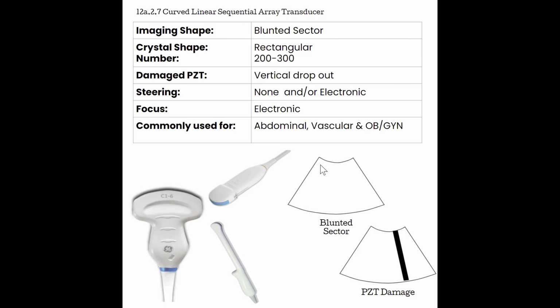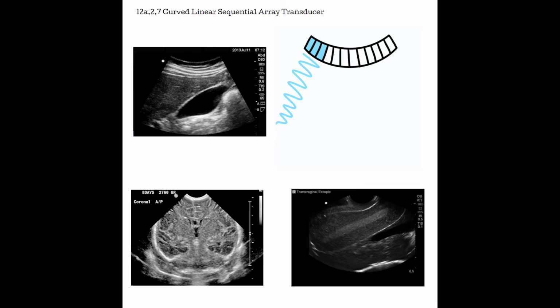So again, we have the blunted sector. Notice that the curve of the transducer follows the curve of the top of our image view. So we see a blunted sector still with the curve on the bottom. And we see again that the PZT damage is going to result in a vertical dropout from top to bottom of the image. The curvilinear sequential array, also known as the convex transducer, is really our modern transducer that we use for so many applications.